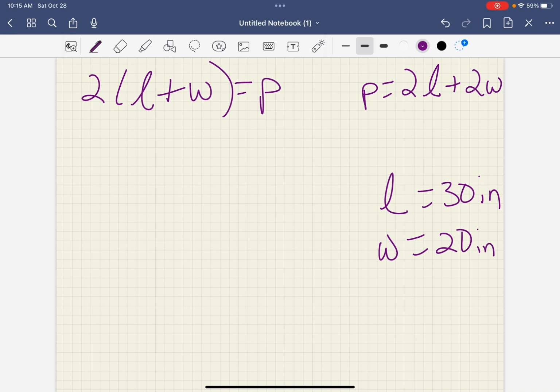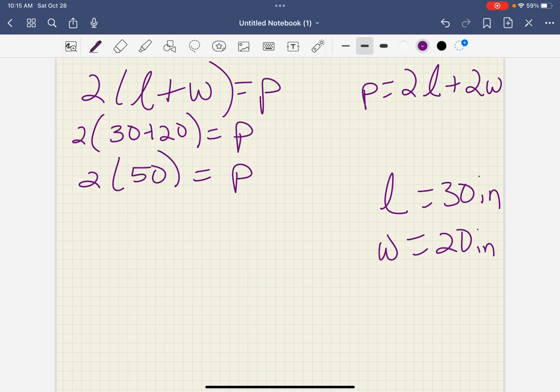So I come over here, 2 times 30 plus 20. So that's 2 times 50. So that's 100. And the units are inches, so that's 100 inches is the perimeter.